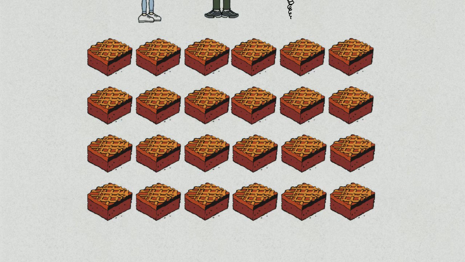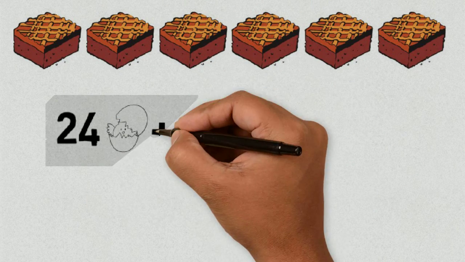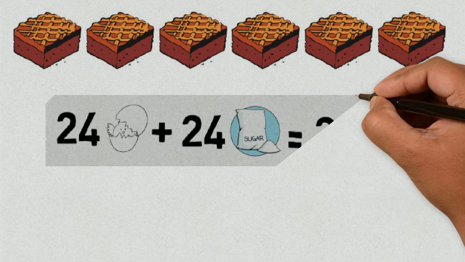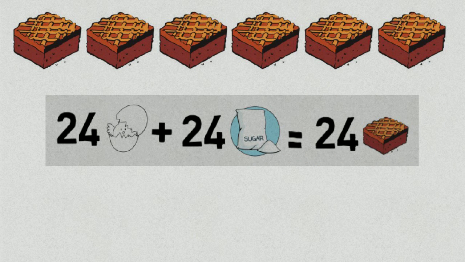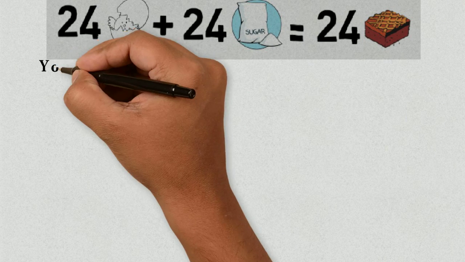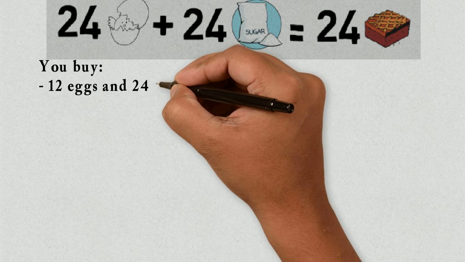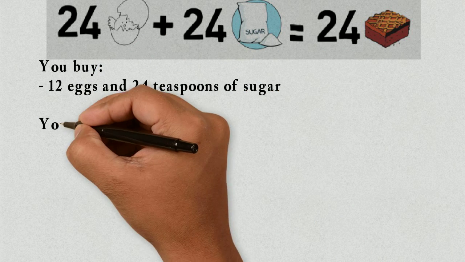Each big brownie requires 1 egg and 1 teaspoon of sugar. So what you need is as follows. 24 eggs plus 24 teaspoons of sugar will give you 24 brownies. However, there were only a dozen eggs at the store, so you buy the 12 eggs and 24 teaspoons of sugar because you're dumber than a dog.